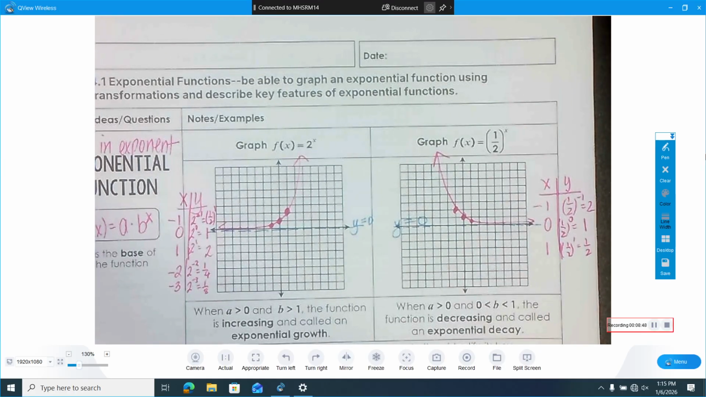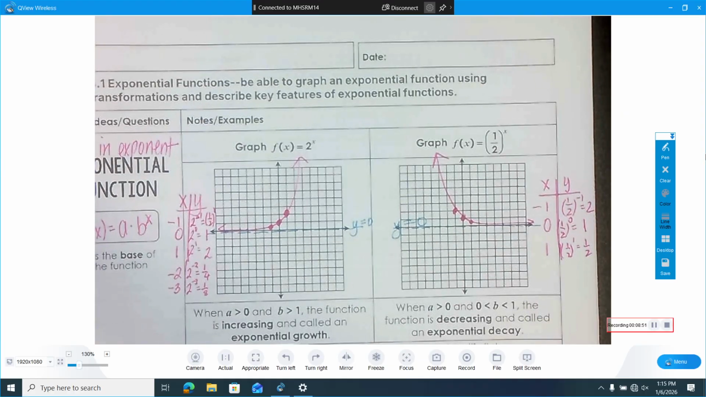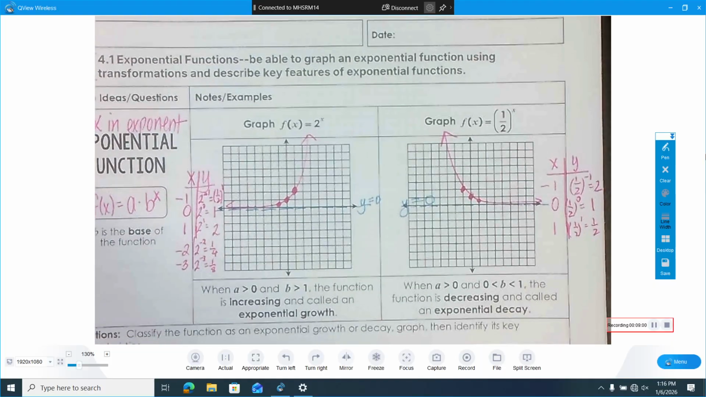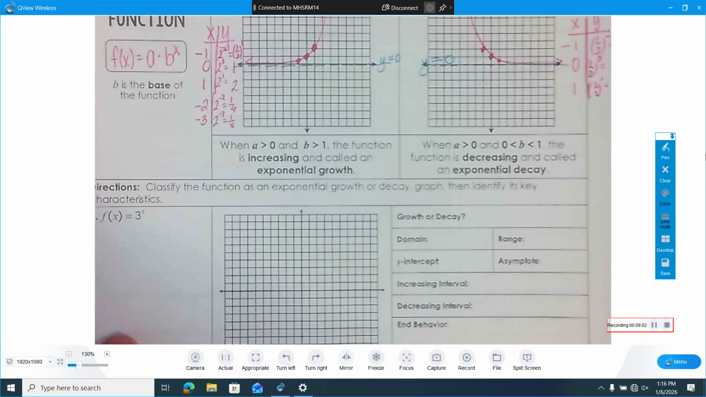Let's see. So this is exponential growth and exponential decay. We are going to make sure that we can graph all of these functions. And she's asking a lot. Let's look at number 1.